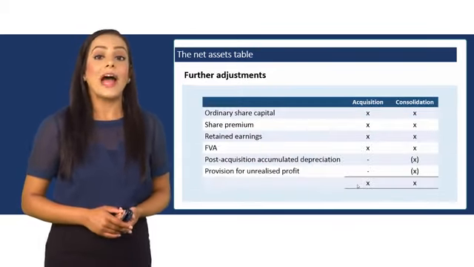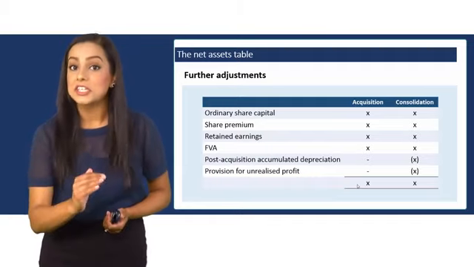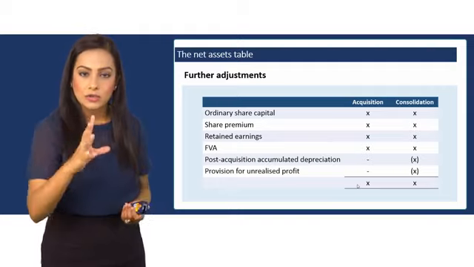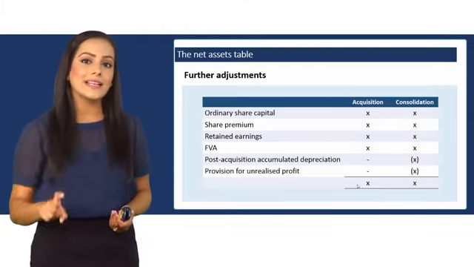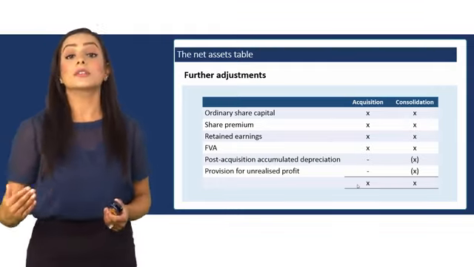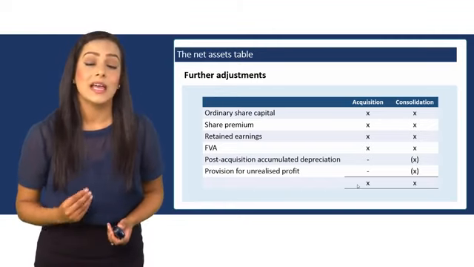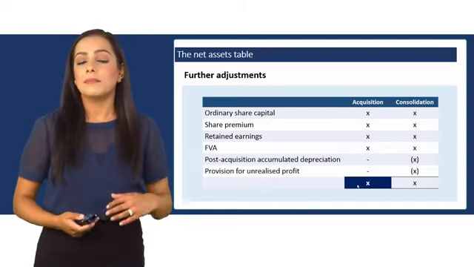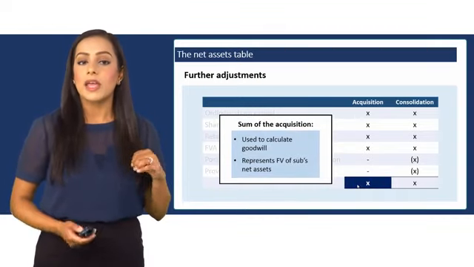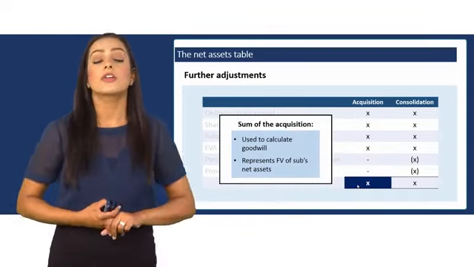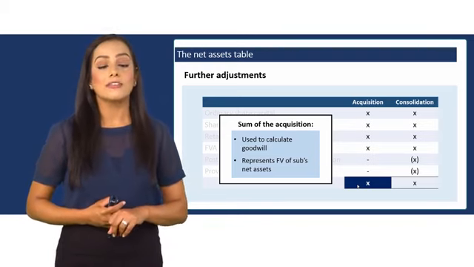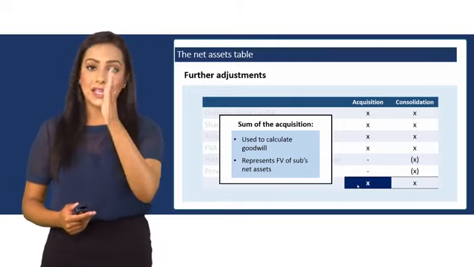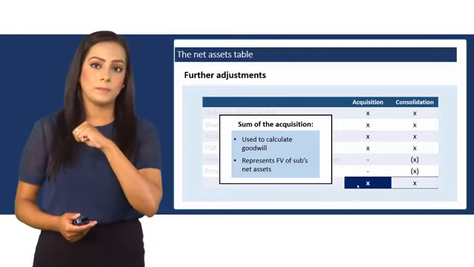Once you have properly put the figures in the correct place, the parent will then add down both columns, and the totals of each column are very important to help the parent move on to the next step. The sum of the acquisition column is going to be used to calculate the goodwill working, and it represents the market value of the subsidiary's assets on the day the parent bought the subsidiary.